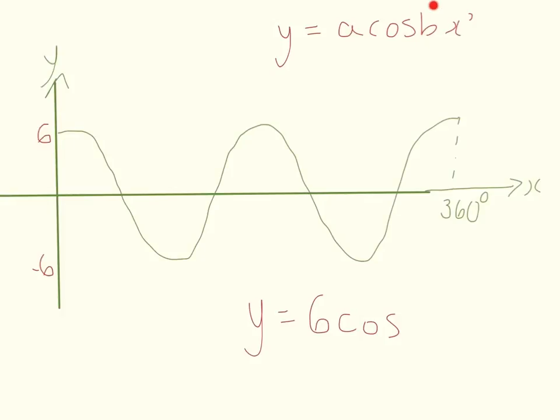Now to determine the b, remember, this tells us how many revolutions we have in 360 degrees. So here we can see that we've got 1 revolution, 2 revolutions, and so my graph would be y equals 6 cos 2x degrees. Thank you very much.